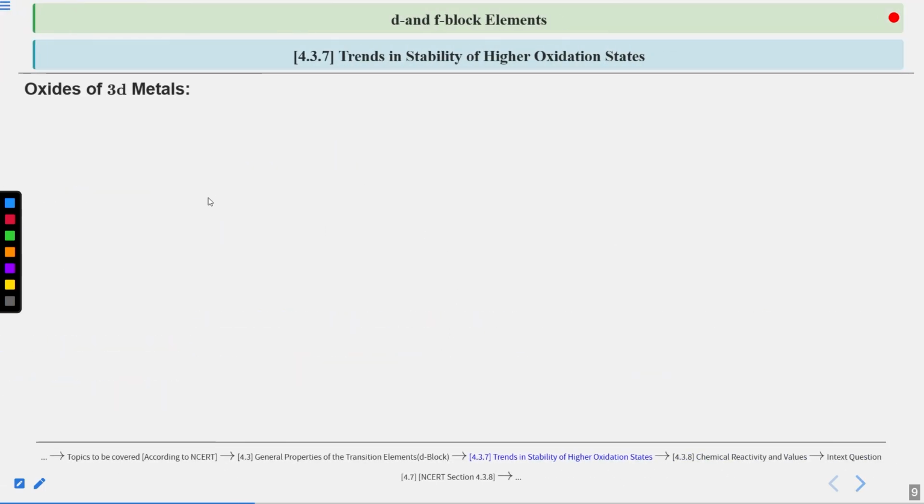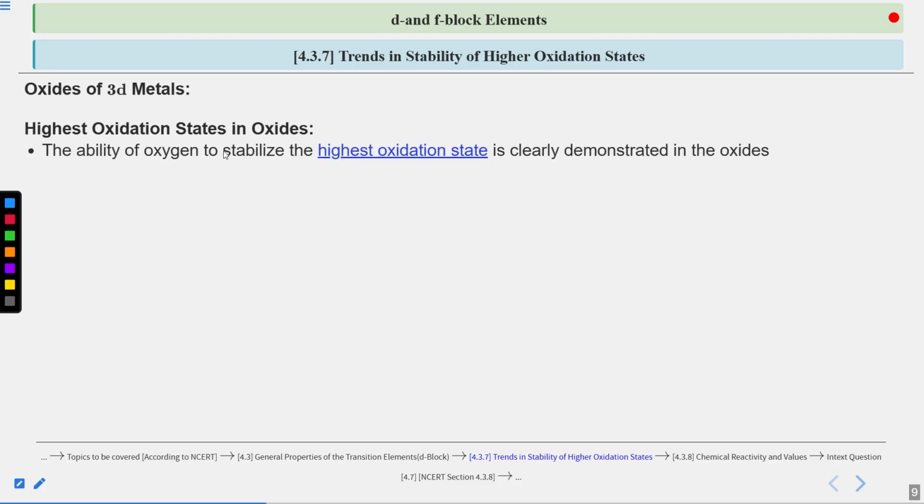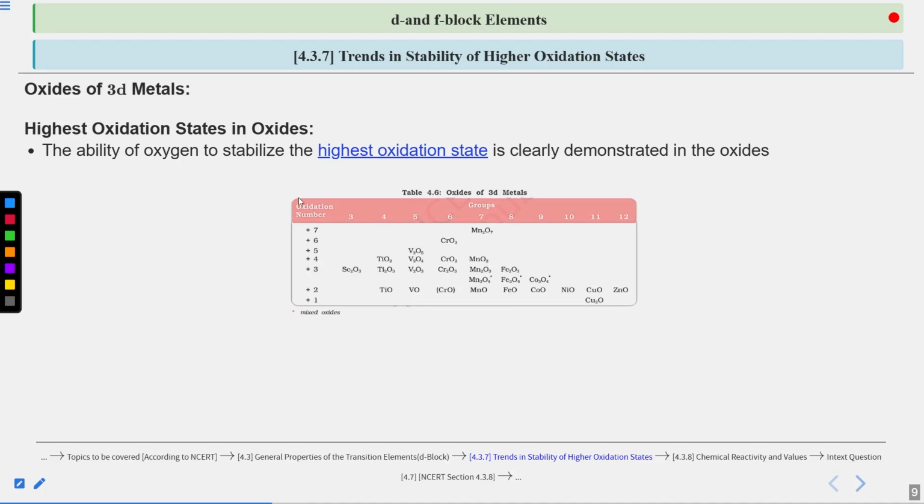Now the oxides of 3D metals. Continuing on this, highest oxidation states in the oxides. The ability of oxygen to stabilize the highest oxidation state is clearly demonstrated in the oxides of transition metals or 3D metals. So here is Table 4.6 showing the oxides of 3D metals.